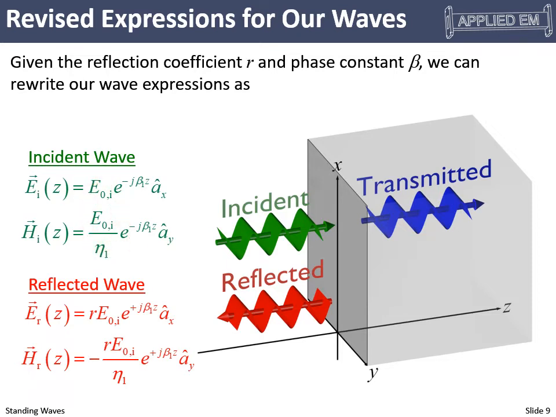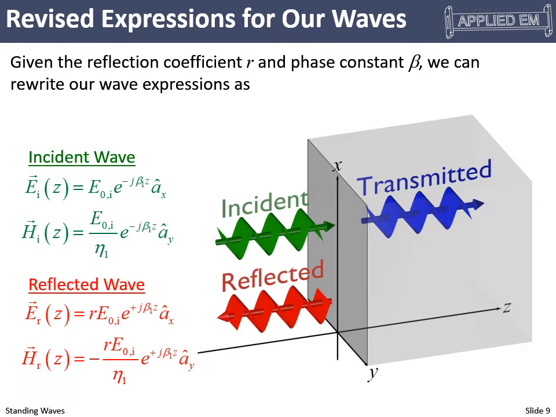Now the reflected waves. We now know that the amplitude of the reflected wave is the amplitude of the incident wave times our reflection coefficient, which, by the way, we also know is -1 for this case. And also for the magnetic field component, we have the amplitude of the reflected wave, which is R, our reflection coefficient, times the amplitude of the incident wave, divided by impedance, and the negative sign is still here because of the handedness change. And our complex exponentials have a positive sign here because we're talking about a backward wave.